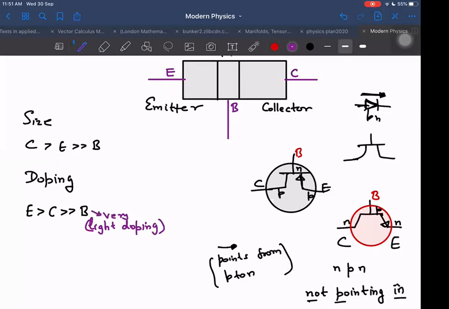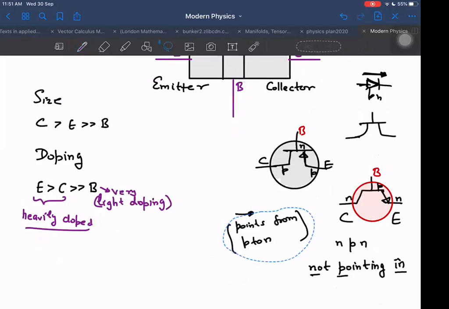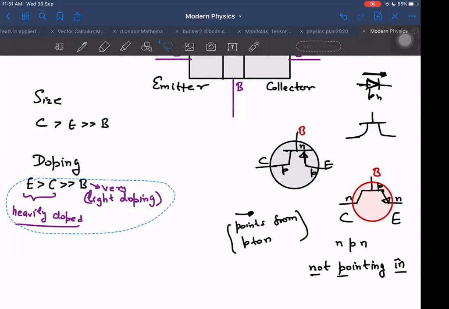For base, and these are heavily doped. But among these two, emitter and collector, which has more doping comparatively? Emitter has more doping. I don't know if it makes much difference if I keep the emitter doping equal to collector doping. I don't think it will make much difference, but it will make a lot of difference if I keep the collector doping and base doping nearly equal. That we should not do. We should make the collector and emitter doping much larger than base. And collector and emitter, I think nearly same.